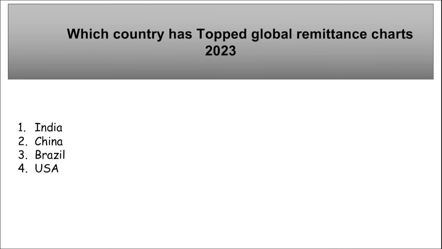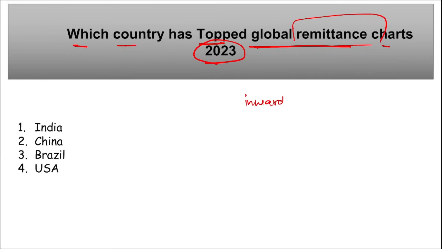Next is, which country has topped the global remittance chart for 2023? See, remittance is also of two types. Remittance is basically money moving from one country to another country. There are two types of remittance. One is inward remittance, and the second is outward remittance.